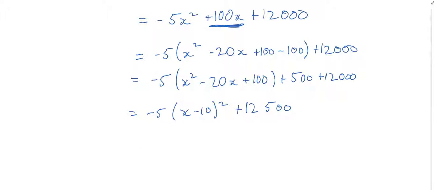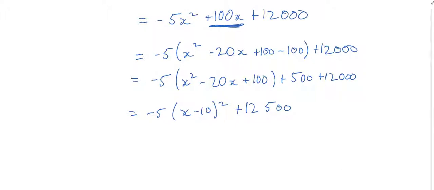Okay, so that's what I got. So I take half of 20, which is 10, square it, that's 100, add and subtract. Take the negative out, don't forget to multiply it by negative 5, and it becomes positive again. That's going to be pretty important. If it didn't, then something would be wrong.